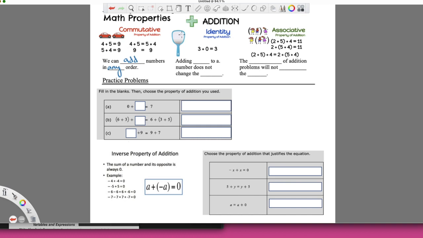Identity, and we have a little mirror here. So it's basically what can I add to a number to not change its identity, keep it the same? Well, that would be 0. So adding 0 to a number does not change the number or the identity. That's actually the word I was going for there. Identity. But you could put the number there, that's fine. It keeps it the same. When we add 0 to something, it doesn't change it.